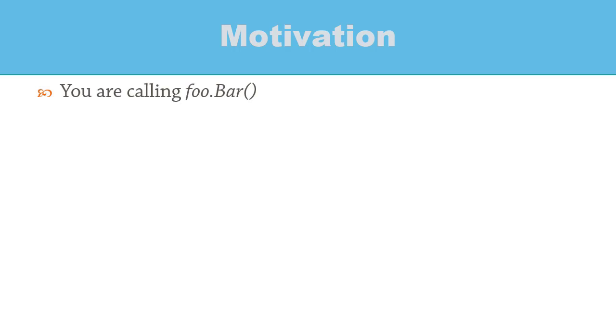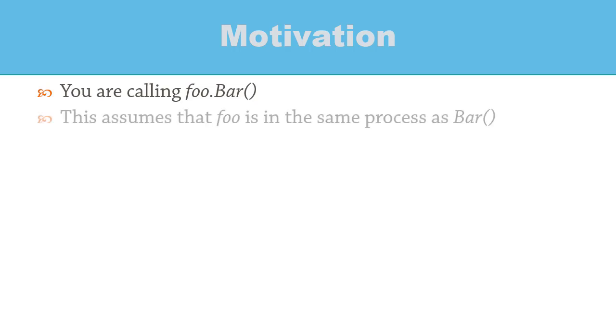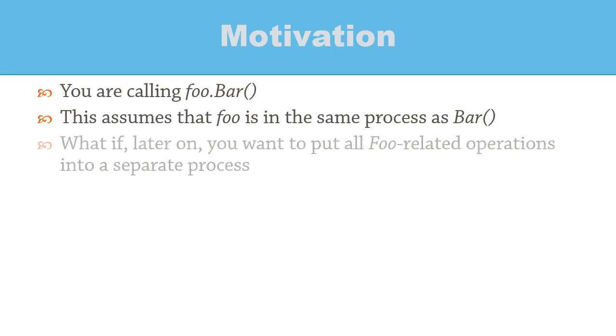So let's suppose that you're making a call to foo.bar. There is some assumption in this regard. For example, you're assuming that the object foo is actually available in the process where you're running things, and that foo is in the same process as the bar invocation. Now, that might not necessarily be the case, because maybe later you want to put all the foo-related operations into a separate process.